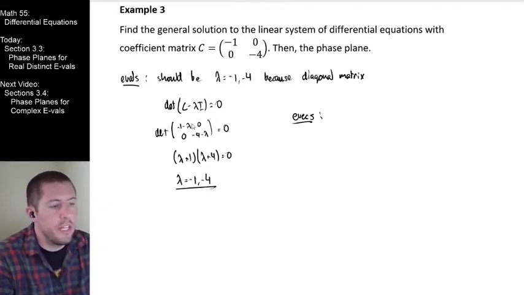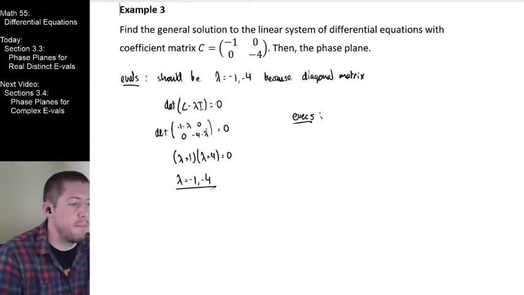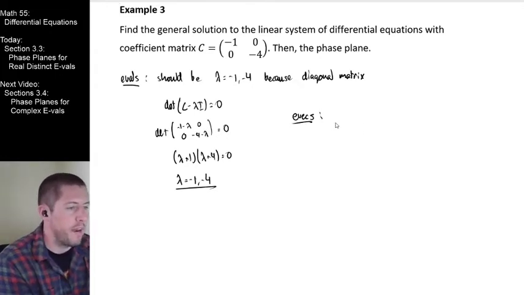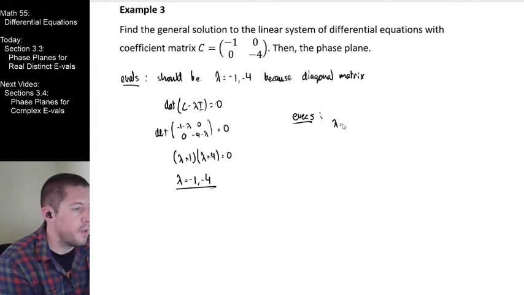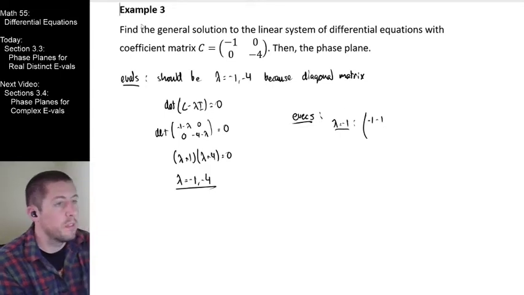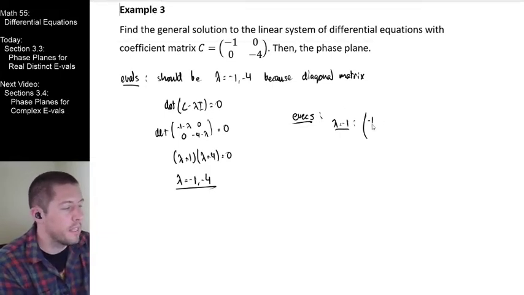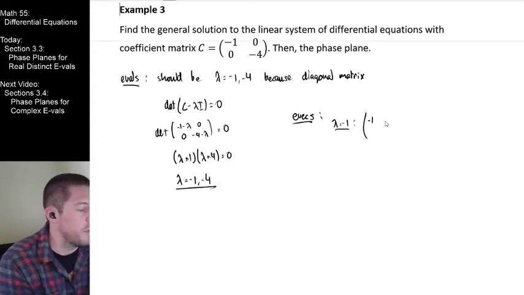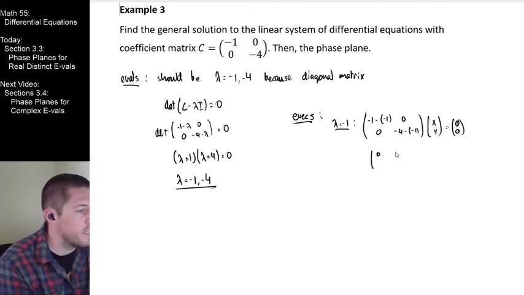All I have to do is plug in each of these lambdas, multiply that matrix by the vector v, and find what vector does that for us. So we're going to do lambda equals -1, and I better be a little bit more careful right here. There are always going to be so many negatives floating around, so you've got to be careful. This is [-1 minus -1, 0; 0, -4 minus -1] times (x, y) equals (0, 0). We simplify this and get [0, 0; 0, -3] times (x, y) is (0, 0).